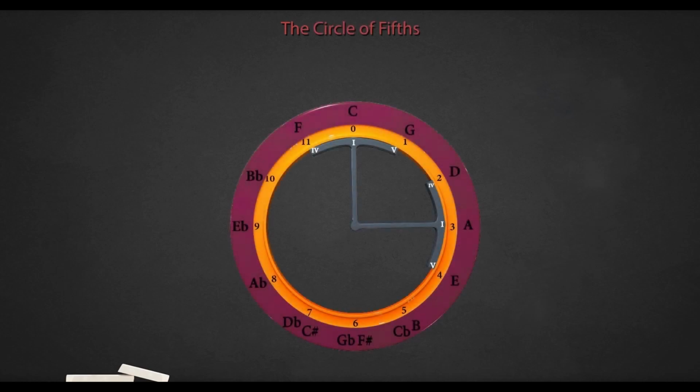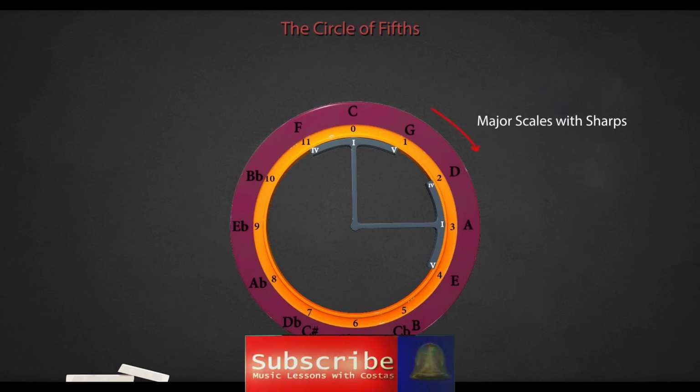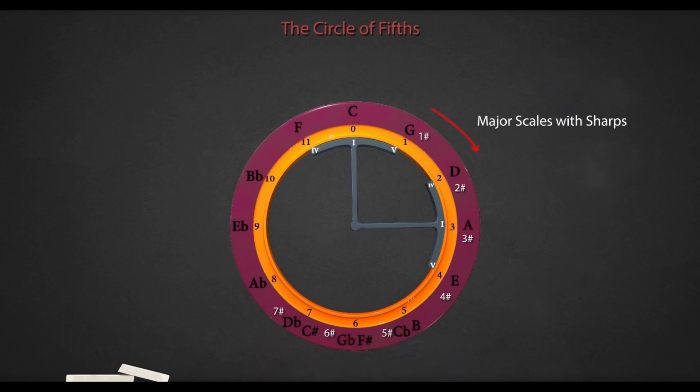A very important tool for musical theory and harmony is the circle of fifths. The circle of fifths gives us all the elements about the scales and the basic chords. To the right, we have in sequence major scales with sharps. The leading tone is always two positions behind.